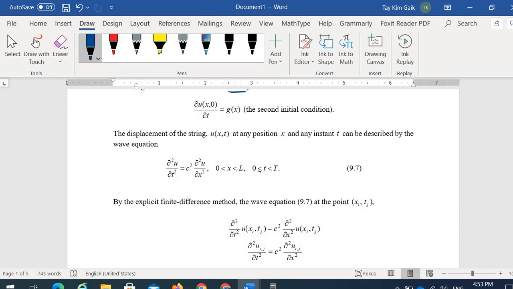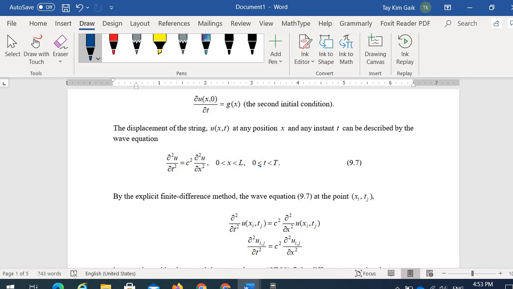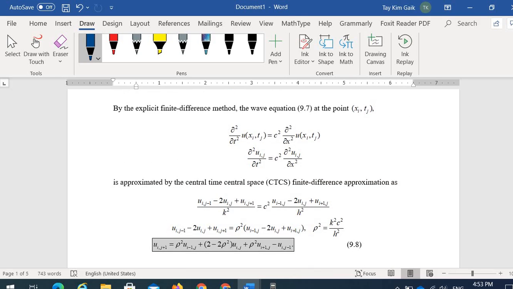Then by the explicit finite-difference method, this wave equation at the point (x_i, t_j) can be simplified using u subscript ij. Then we are going to approximate the second derivative with respect to the time variable and the x variable using the 3-point central, that is, central time, central space finite-difference approximation.